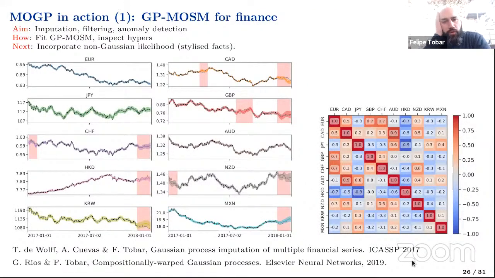Now onto a few real-world applications. We have applied the multi-output spectral mixture on financial data. So we can see exchange rates here with respect to the dollar, the euro, Canadian dollar, Japanese yen, the British pound, and so on. The points denote the observations, and the pink bands denote censored data. So we want to perform imputation in these bands. And this is the collapsed Gram matrix, where we can see that, for example, the Hong Kong dollar is negatively correlated with the euro, the Australian dollar is correlated with the Canadian dollar, and so on.